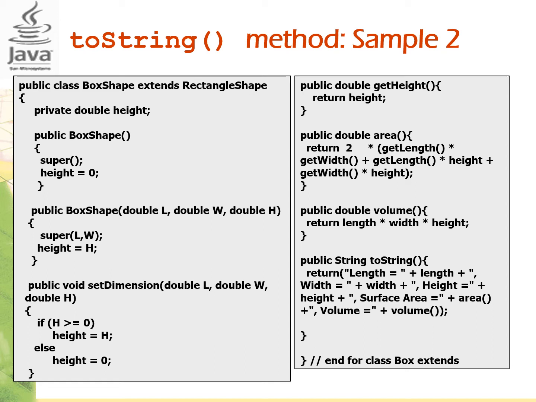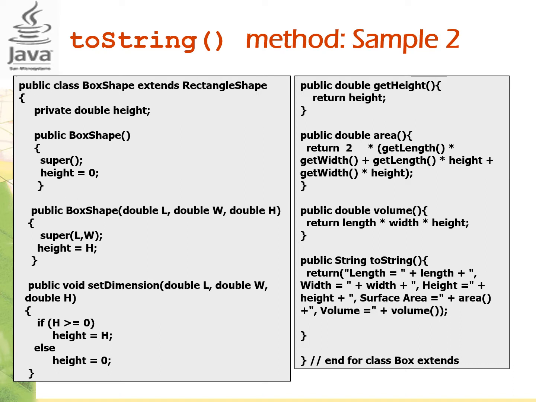And then there's another class which extends the rectangle shape, and the class name is box shape. It has an additional variable called height, and then this is the constructor. This constructor is calling super, meaning that it's calling the first constructor of the rectangle shape. The same goes here, it's also calling a constructor. And then there's a set dimension also, but this set dimension is slightly different.